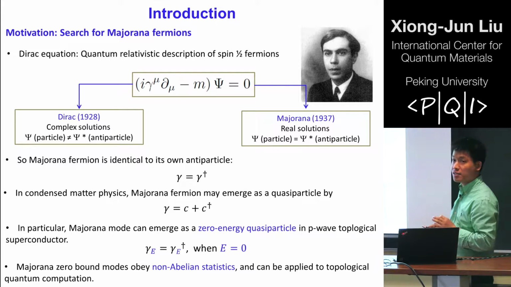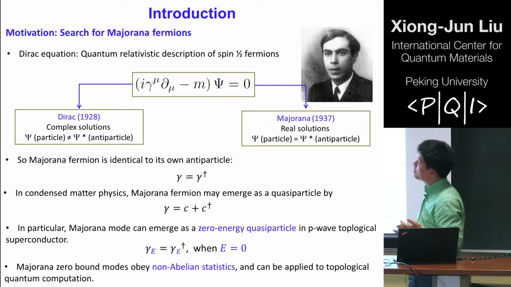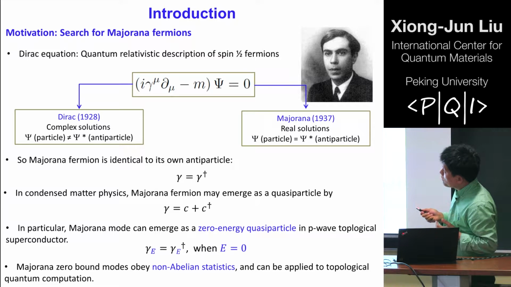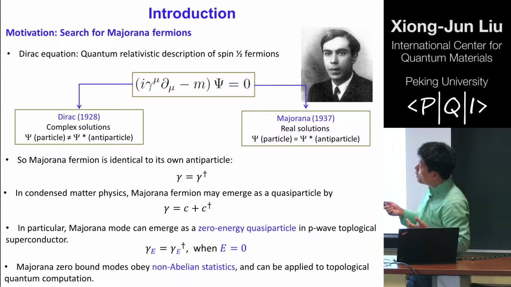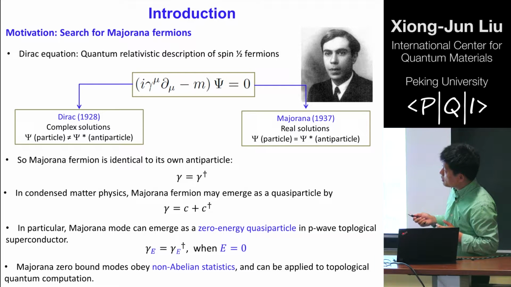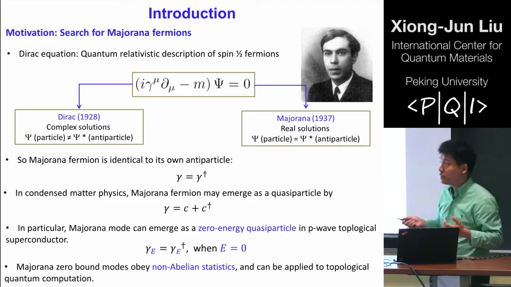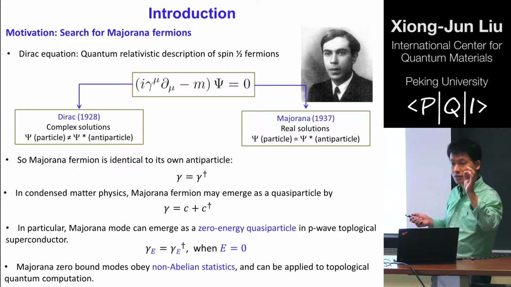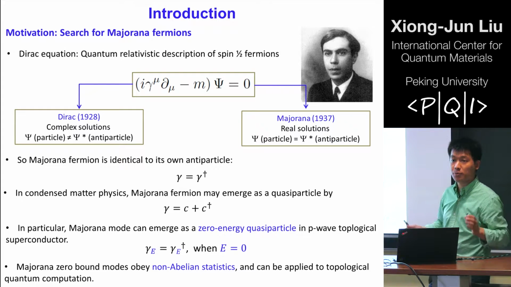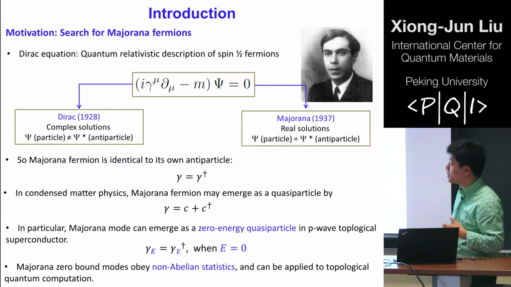This concept comes from elementary particle physics. From the Dirac equation, we are familiar with the complex solution, where psi should not equal psi star. The picture is quite simple: you have the electron solution and also the positron solution. They are complex solutions. The electron and the positron are different, they are opposite particles, not equal to each other.